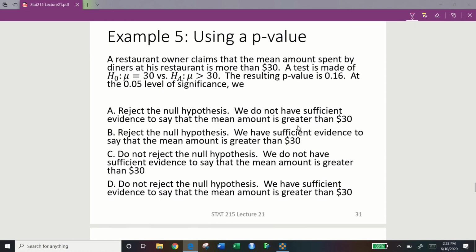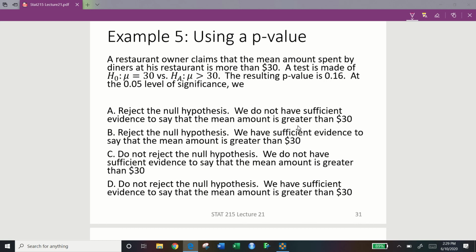Okay. Now let's take a look at example 5. This one's going to be a little bit different. This is going to begin using our p-value. A restaurant owner claims the mean amount spent by diners at his restaurant is more than $30. A test is made of the null hypothesis of mu equals 30 versus the alternative of mu greater than 30. The resulting p-value is 0.16 at the 5% significance level. So, which of our 4 options is correct?